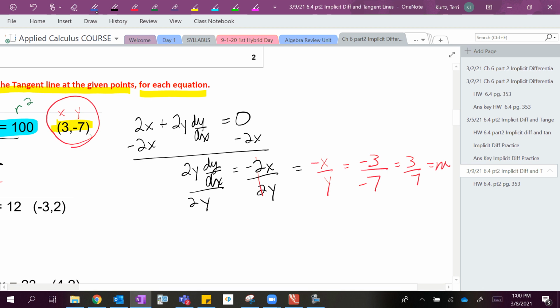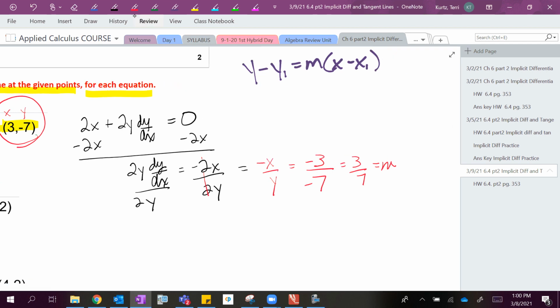And because we're going to use point slope form, which again looks like this, our final answer is simply y minus 3 equals 3/7 x, sorry about that, I messed up there, y minus negative 7, which becomes y plus 7, equals 3/7 times x minus 3.